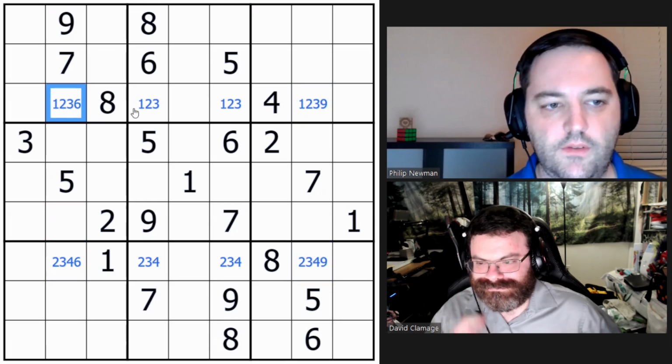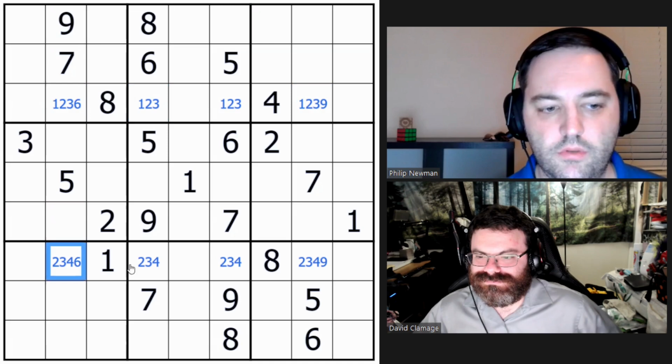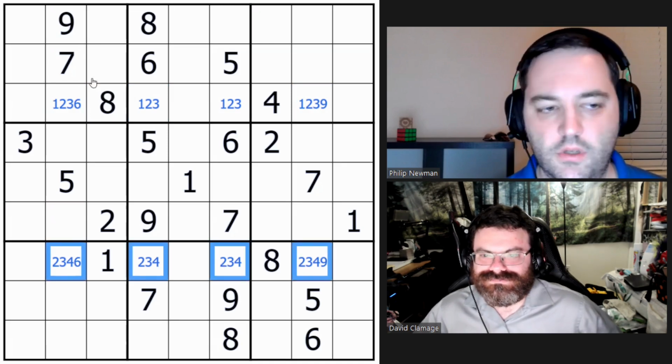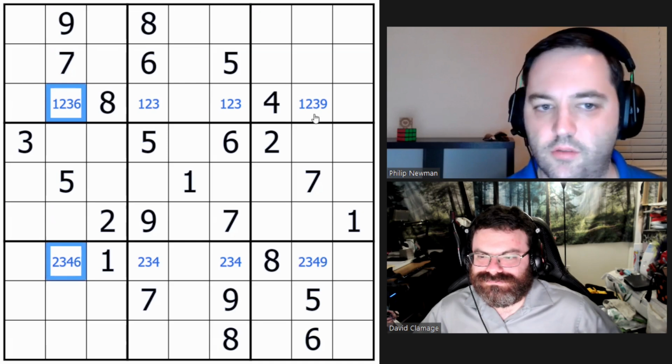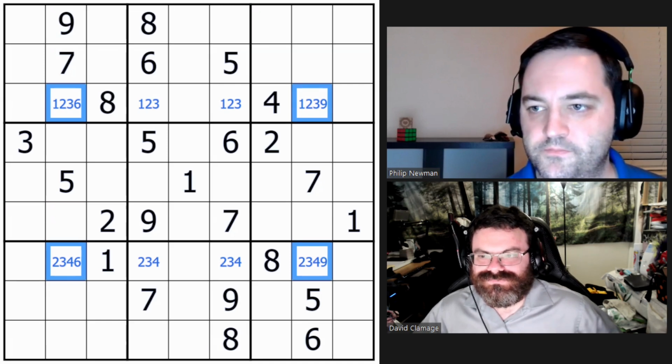In this case, it's saying I can have 1, 2, 3 in this row. I can have 2, 3, 4 in this row. That's 6 digits. I can have a 6 in this column, and I can have a 9 in this column. So that's 8 total digits, and I have 8 cells.